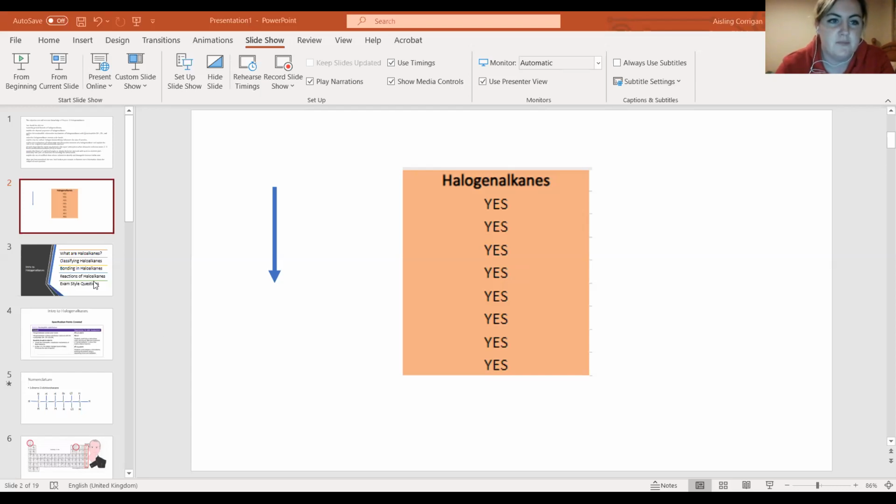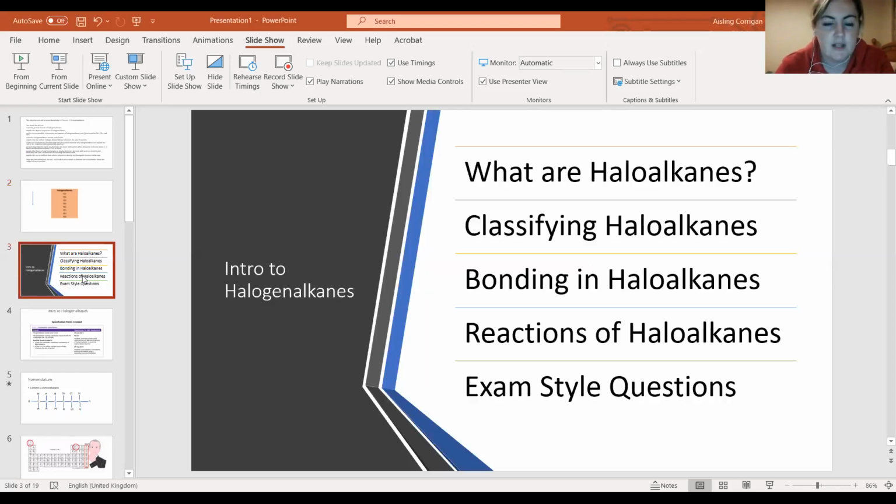So moving on, what are we doing today? We want to go through what halogenalkanes are. We're going to classify them into the physical property realm. We're going to look at the bonding and the reactions, and then at the very end, there are some really nice long MCQs that you can try after, and it'll really help you get to grips. Hopefully it'll be a good assessment tool to tell you how well you're grasping the concept.